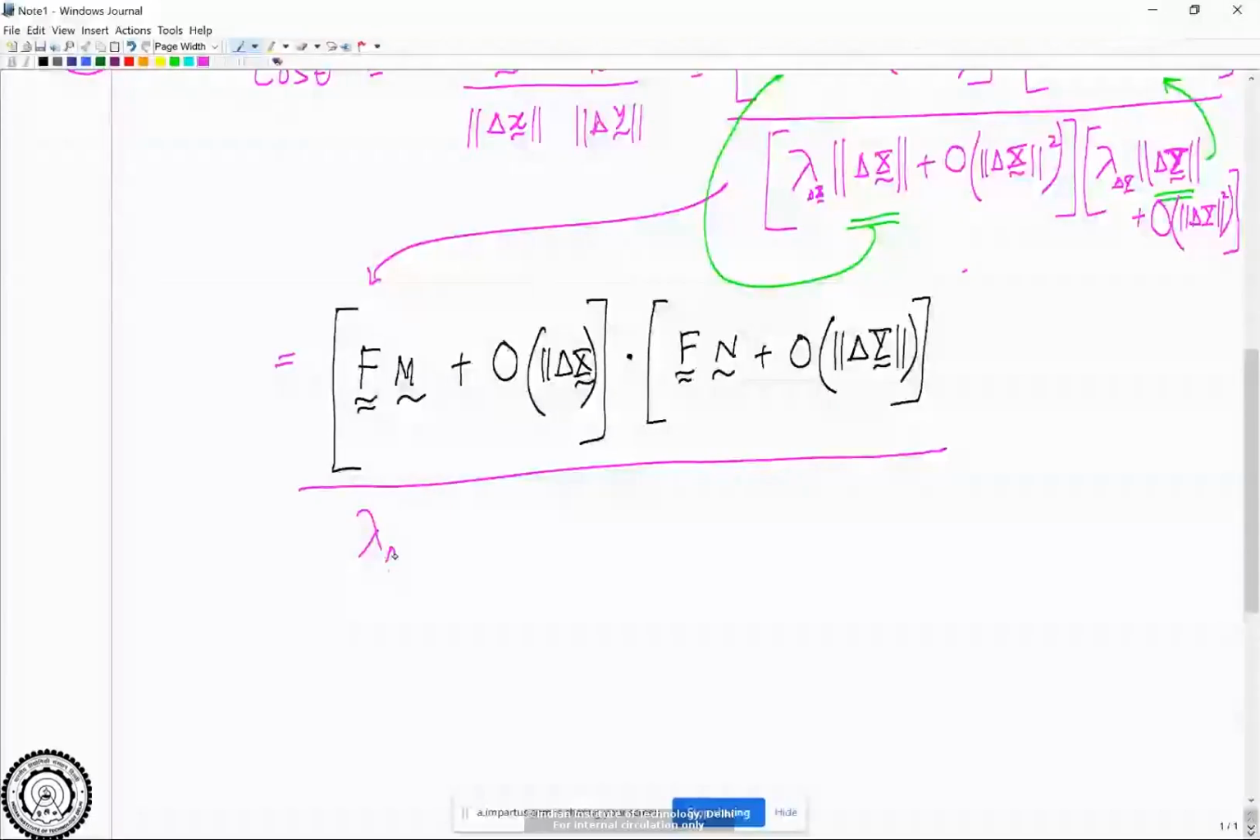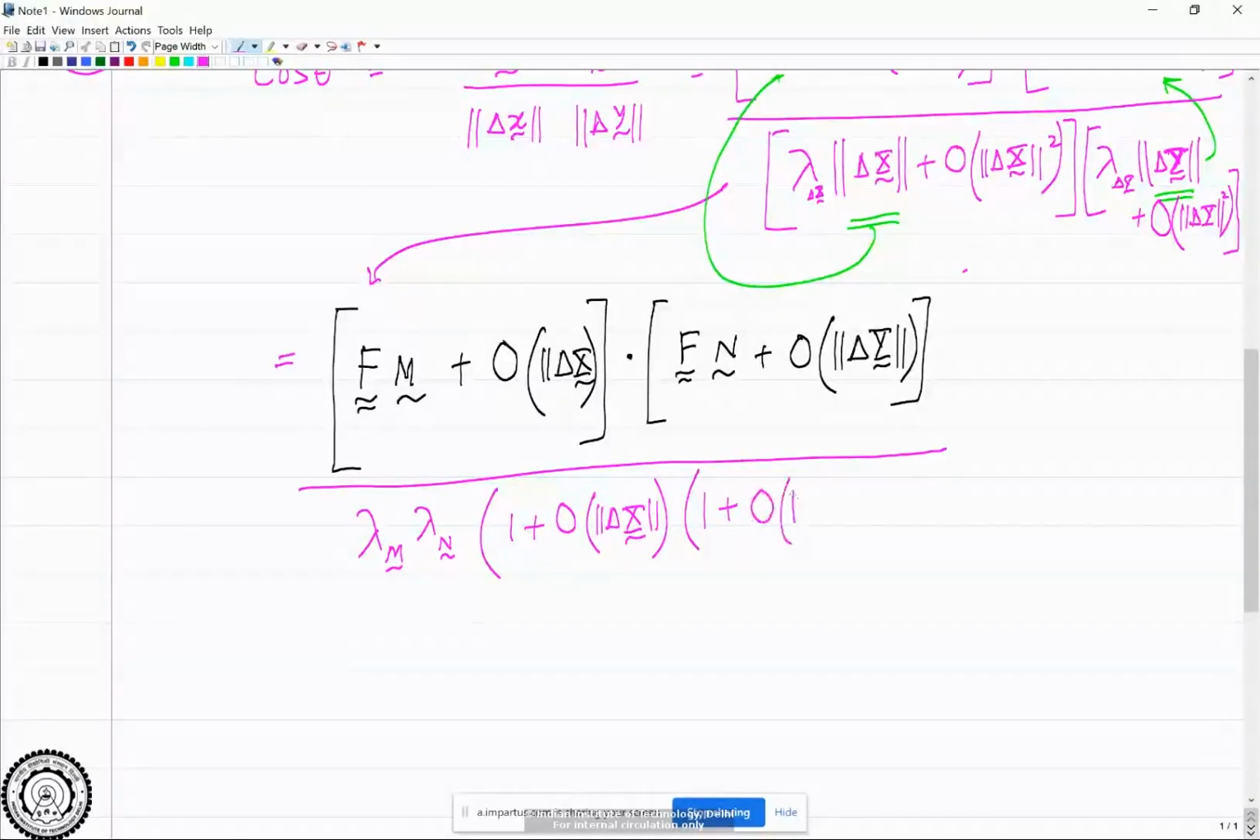So we could also write it as lambda capital M into lambda capital N, and then you have the remaining term, which is 1 plus big O delta x. Please interrupt me if you're not able to follow, because in the examination when I ask you for a derivation, you have to do everything methodically. You should not miss out a step, otherwise I'll cut your marks.